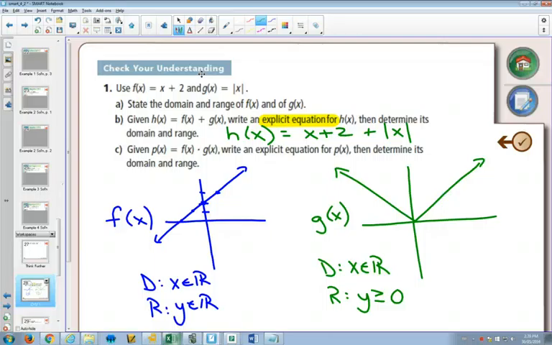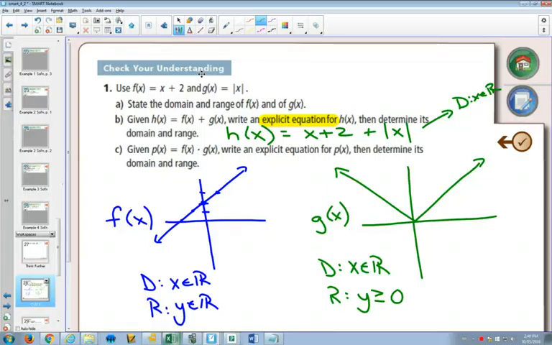Now, as far as figuring out the domain and range, you could look at what we have here and decide that when I add these together, the domain was everything here, the domain was everything there, so my domain for this one will be everything as well. Or you could just look at your new explicit equation. Once you combine it together, are there any non-permissible values for x? No. So x will be everything.